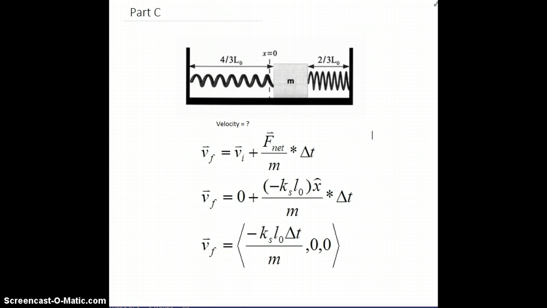Since the system began from rest, the initial velocity is 0. We then plug in the net force we calculated in part B and get that the final velocity equals 0 plus negative Ks L0 x hat divided by m times delta t. The final velocity of the system at this instance is the vector negative Ks L0 delta t over m, 0, 0.